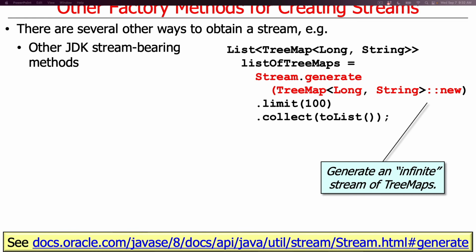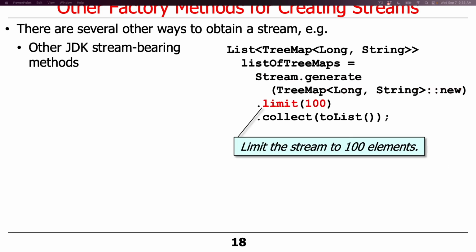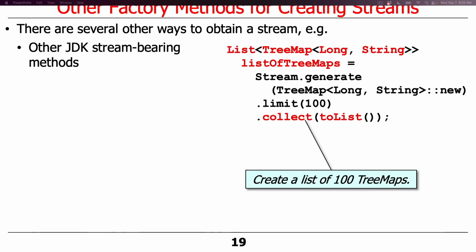And yet another example, which is also useful primarily for things like testing, is the generate method. And this is an interesting method. What this does is it will generate an infinite number of whatever objects you indicate via the constructor reference that's passed in here. So in this particular case, we have some TreeMap. TreeMap is a class that comes with Java. And we're going to end up wanting an infinite number of TreeMap objects that have longs mapped to strings. That's what's going to be generated. And we're going to limit it to the first 100 of these things. And so we're going to end up with 100 tree maps.